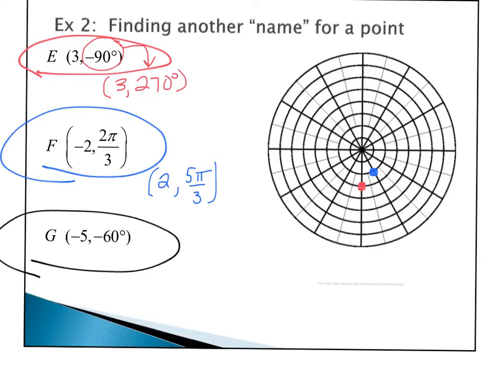And then lastly, for point G, I have a negative radius and a negative angle. So you can choose to change either one of those. What I'm going to do is change the radius to +5, and I'm going to do that by adding 180. So not only does that fix the negative radius, it also fixes the negative angle, which gives me the point 5, 120. 2, 3, 4, 5. And that would be right here.